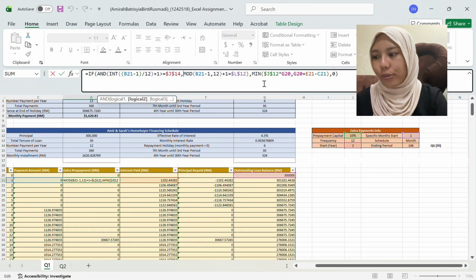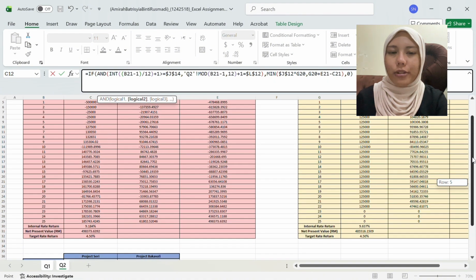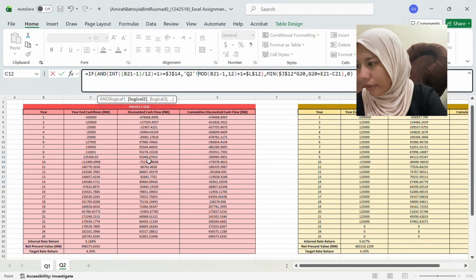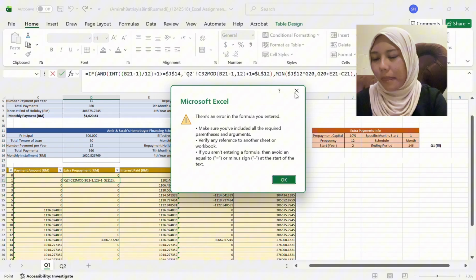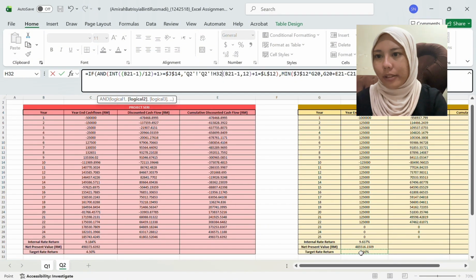Moving to question 2. Here we evaluate two mutually exclusive 25-year investment options, Project Seri and Project Bakawali, against a 4.5% target hurdle rate stored in cell C32 here for Seri, and cell D32 for Bakawali.